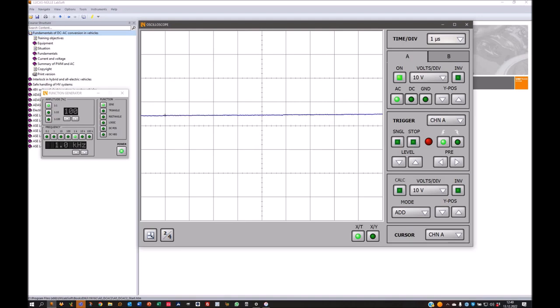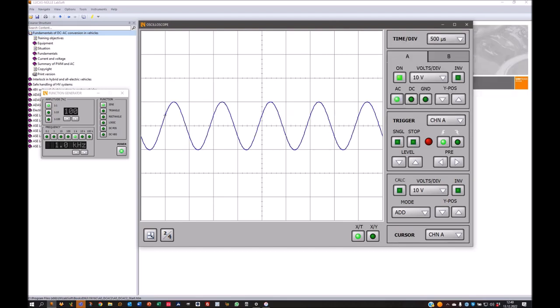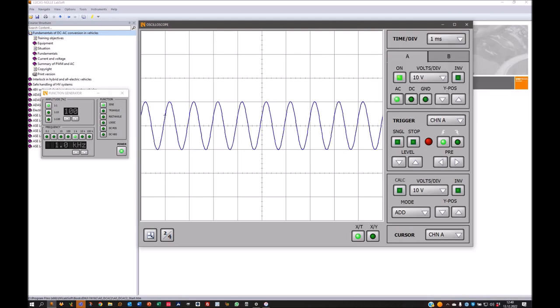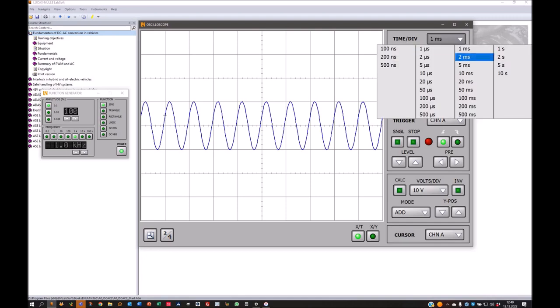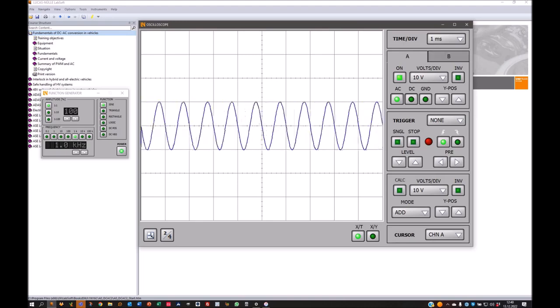When we now change the time division, you just see what happens. So now we are on a really, really fast one and you can't recognize the signal anymore because it's at 1 kilohertz. When we go now to 500 microseconds, you see it becomes easier to see the sinus. 1 millisecond is perfect here. And when you go higher, you get a weird sinus signal, but this is just because of the long time division here. So we go back to 1 millisecond.